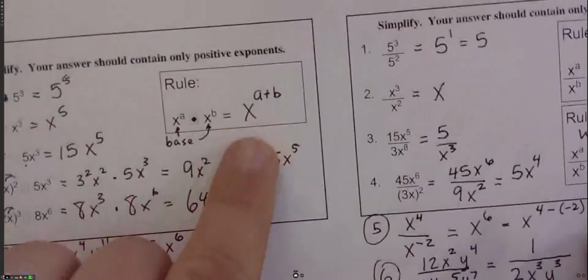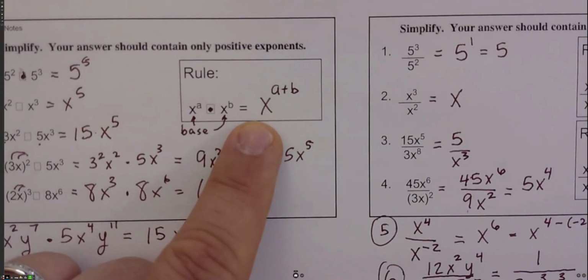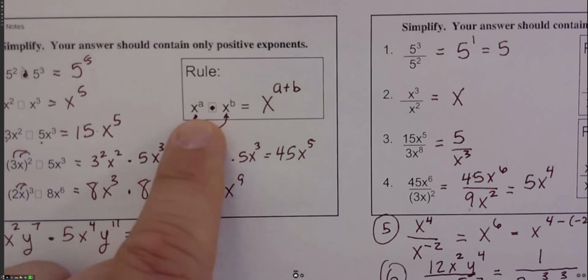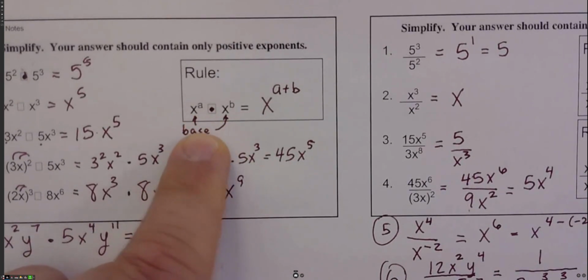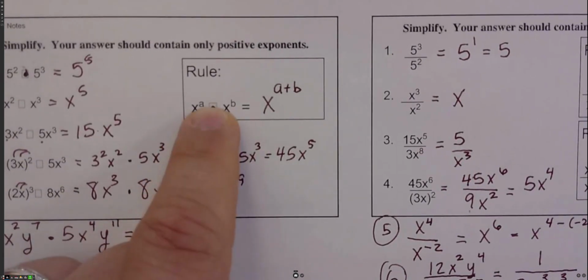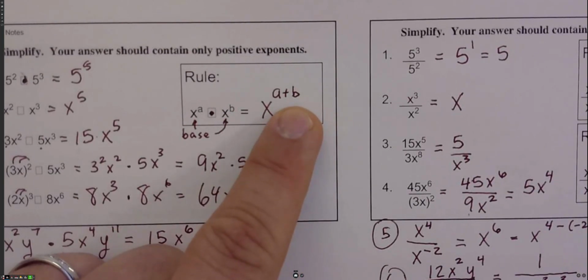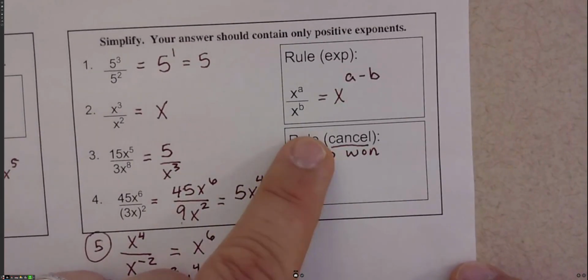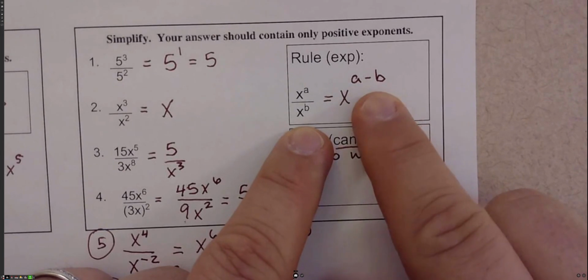All right, to recap, if you weren't here, the first thing we learned is that if we're multiplying and the bases are the same, meaning these are both x, then all we got to do is add their exponents. Okay? If we are dividing, then all we do is subtract their exponents.